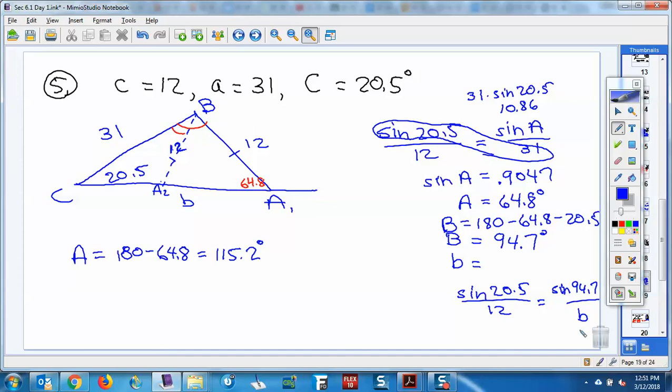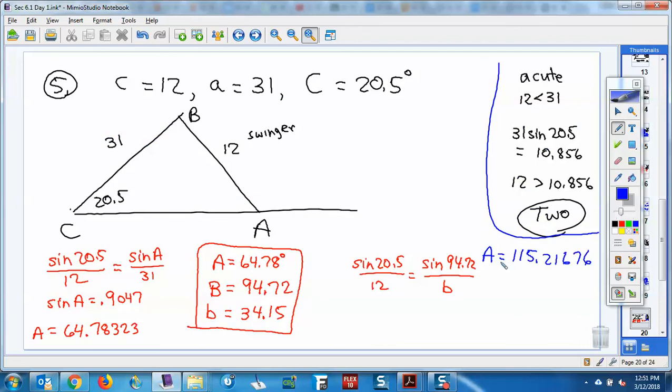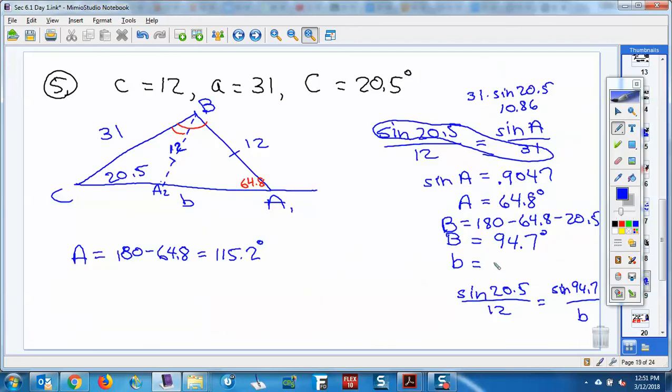Okay? Now I cross multiply those. What do you get? 34.15. Okay, that's one set of answers. That's one triangle, the three missing parts. Now I got to get the other triangle.